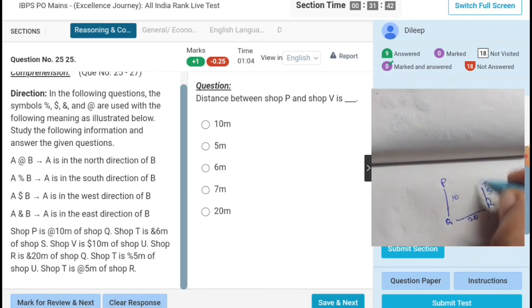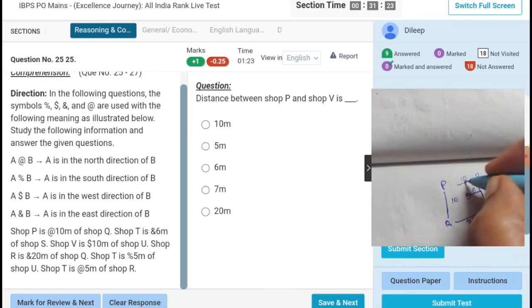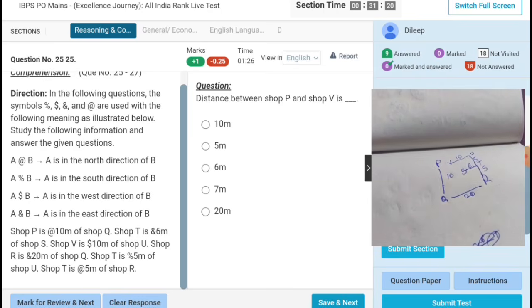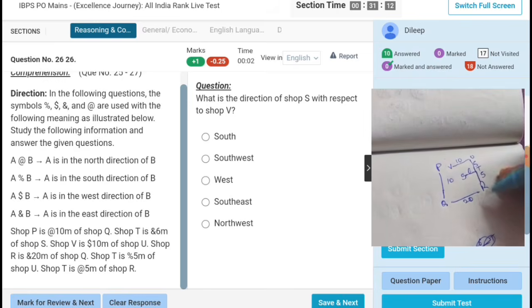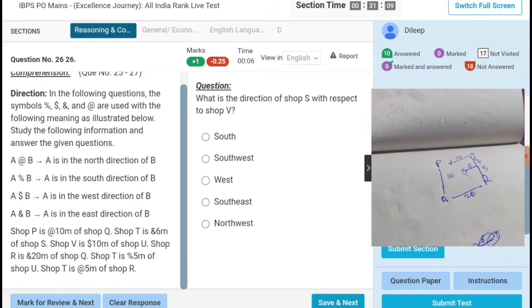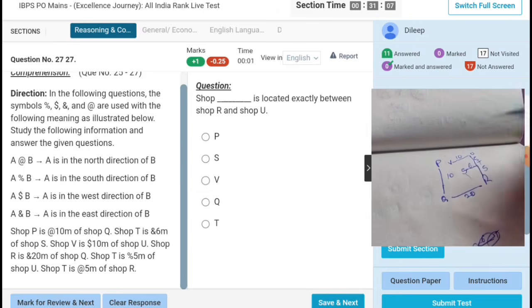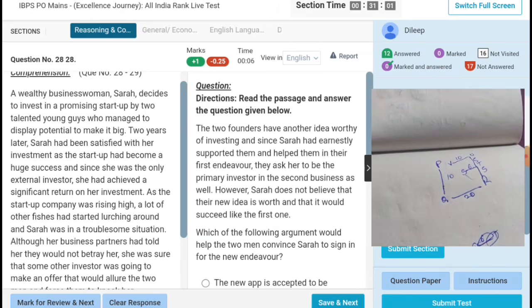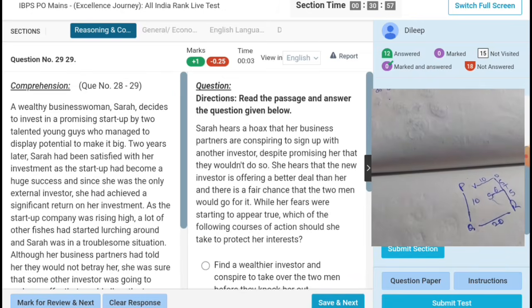5 meters and 6 meters. T is 5 meters north of R. And this is U, 5 meters, 10 is V. Distance between P and V is 10 meters. Direction with respect to V: southwest, southeast. Shop is located exactly between R and U. T. Next.